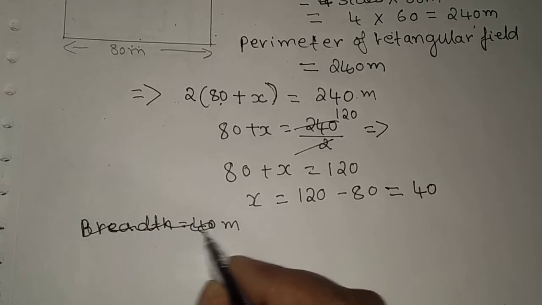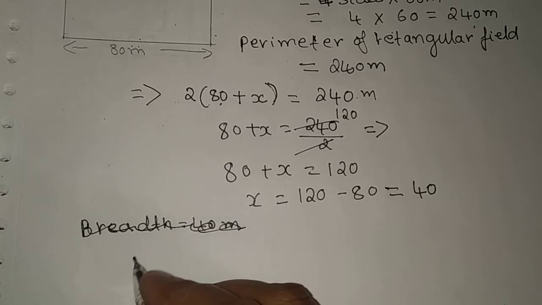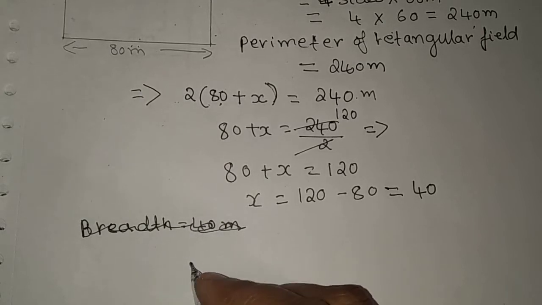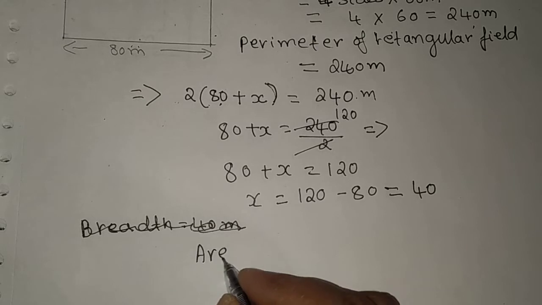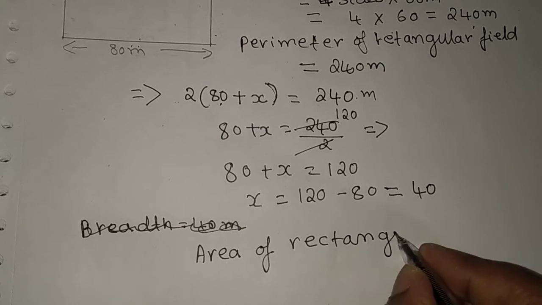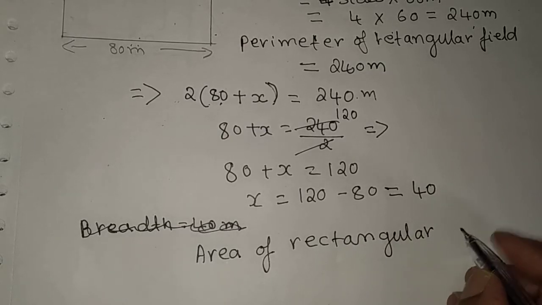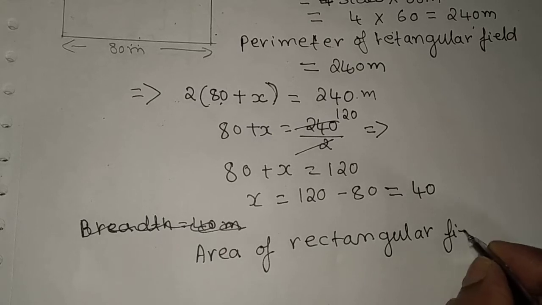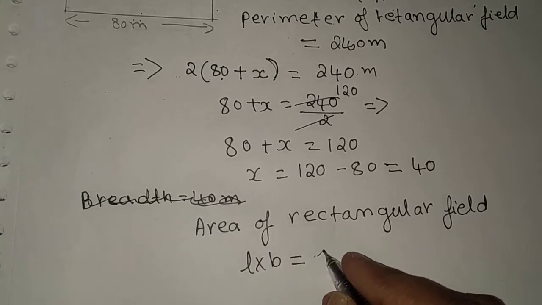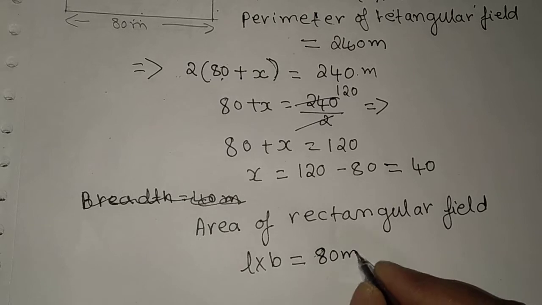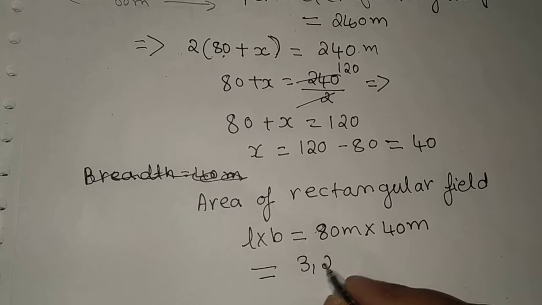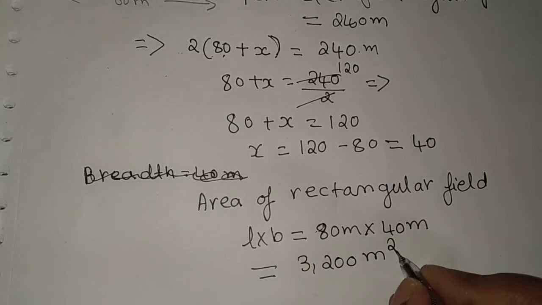So this is the length, this is the breadth. Next, therefore, the area of the rectangular field is equal to length into breadth, which is equal to how much? 80 into 40 m, which is equal to 3200 m square.